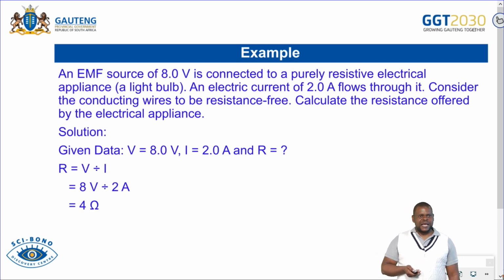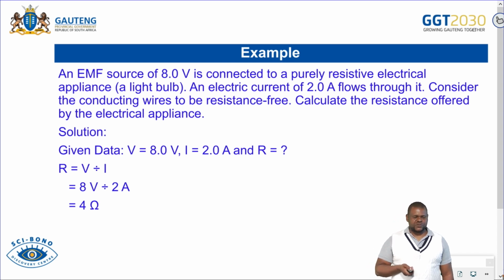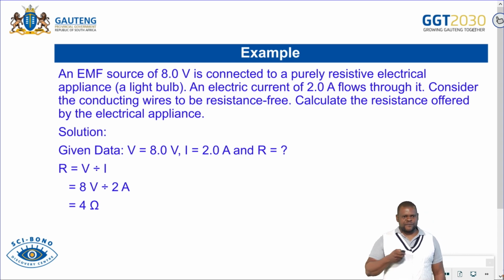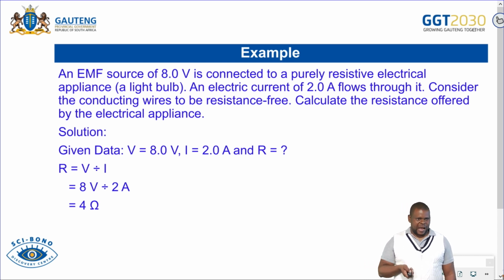Okay? Our second example, grade 11, says an EMF source of 8.0 volts is connected to a purely resistive electrical appliance. And here they said, example of an appliance is what? A light bulb. An electric current of 2.0 ampere flows through that appliance. Consider the conducting wire to be resistance free. Calculate the resistance offered by the electrical appliance. That is what we need to calculate. That is our question.